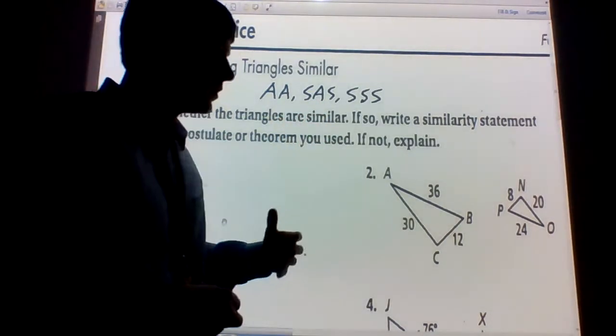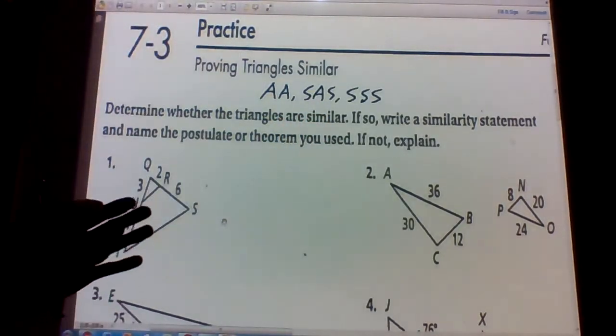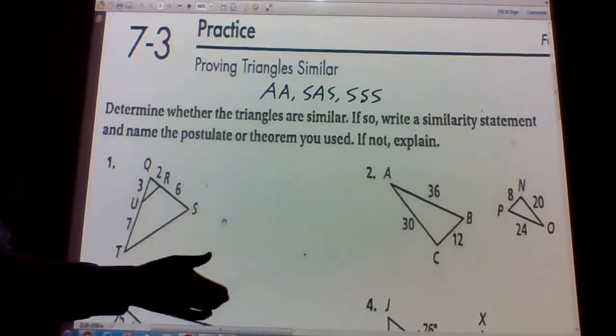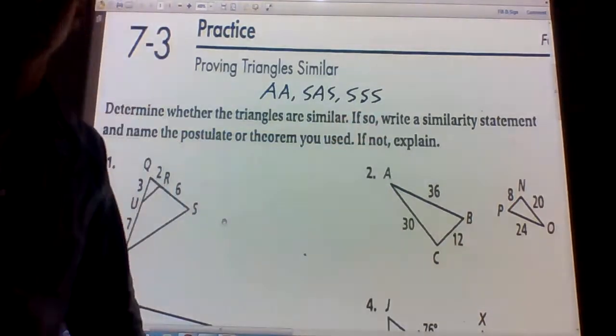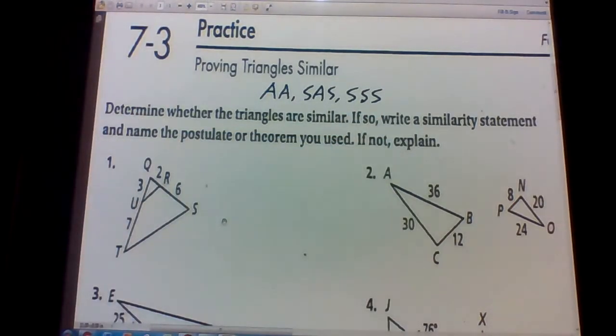Side, angle, side, you just need to show one pair of angles congruent, and then two pairs of sides are proportional, and that angle needs to be between the two pairs of sides. And then for side, side, side, you just need to show that three sides are proportional. Okay. So it's easiest to start with angles.